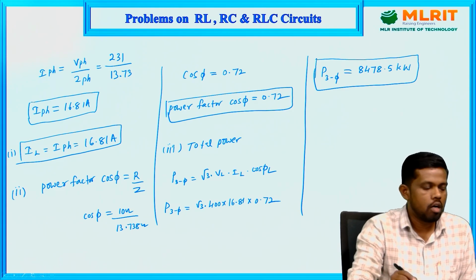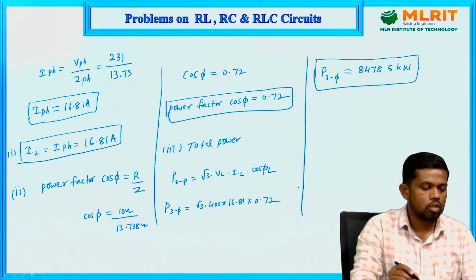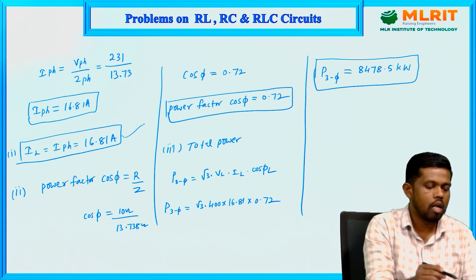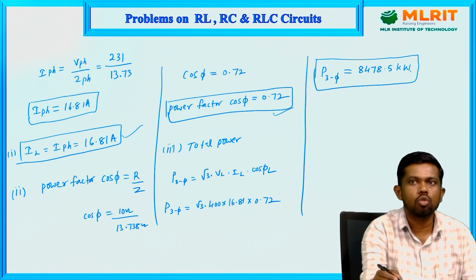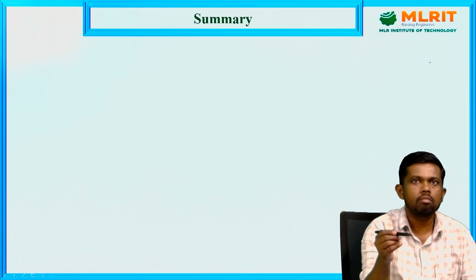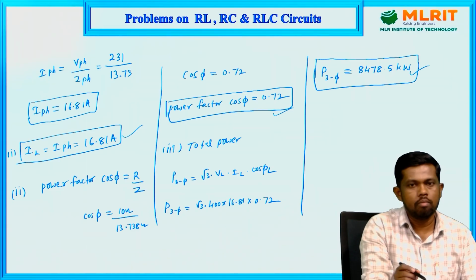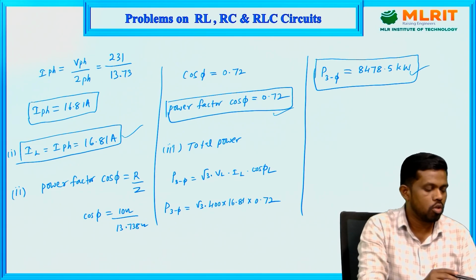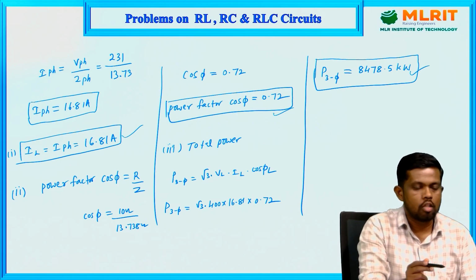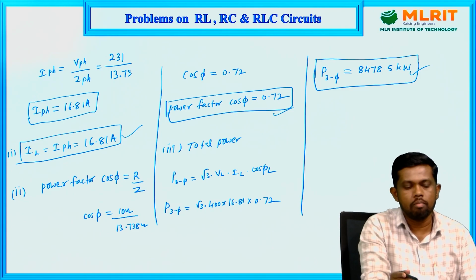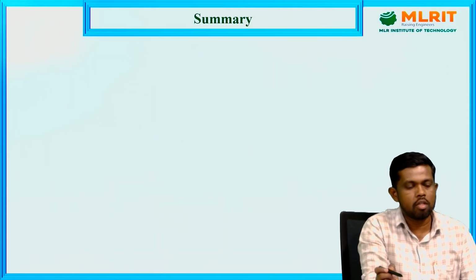So this is the end of the third question, which asked about the line current, the power factor, and the total power consumed by the network. So this is the end of the second question. We have discussed the IL value procedure, plus the power factor, and also the power in the entire system, that is the total power taken by the entire network.